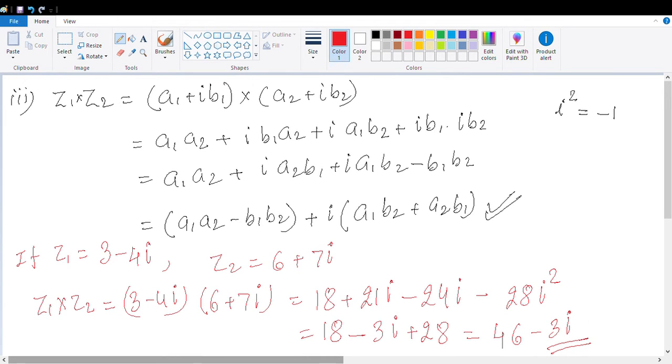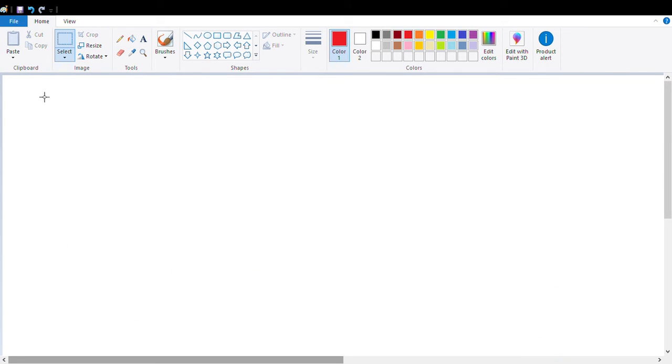So now you can see how easily you can multiply two complex numbers if you know the simple and basic things for multiplication. Please make this note somewhere in your notebook so that you can read it later on if required. Now the next thing is the conjugate of a complex number.